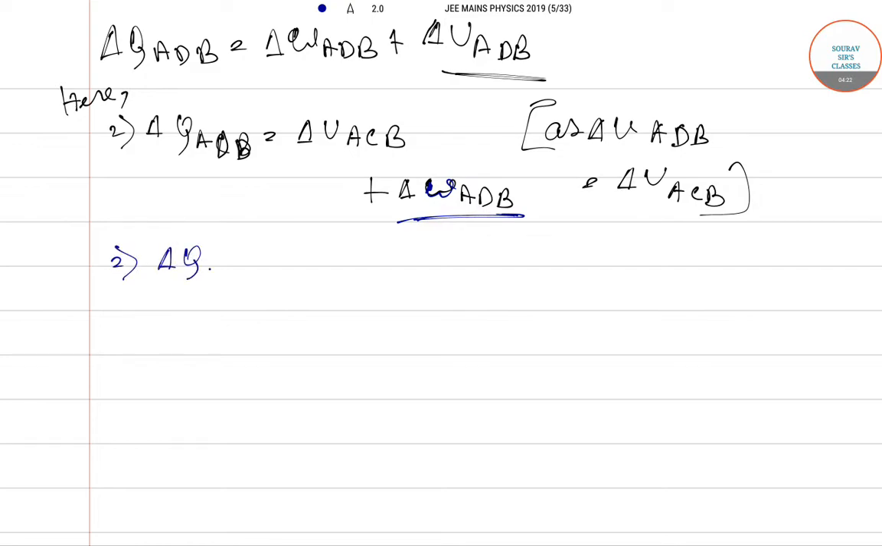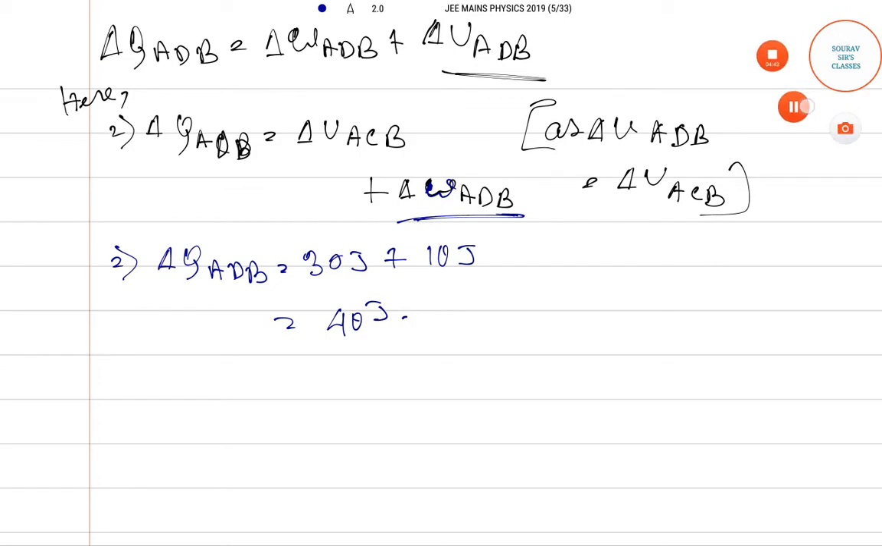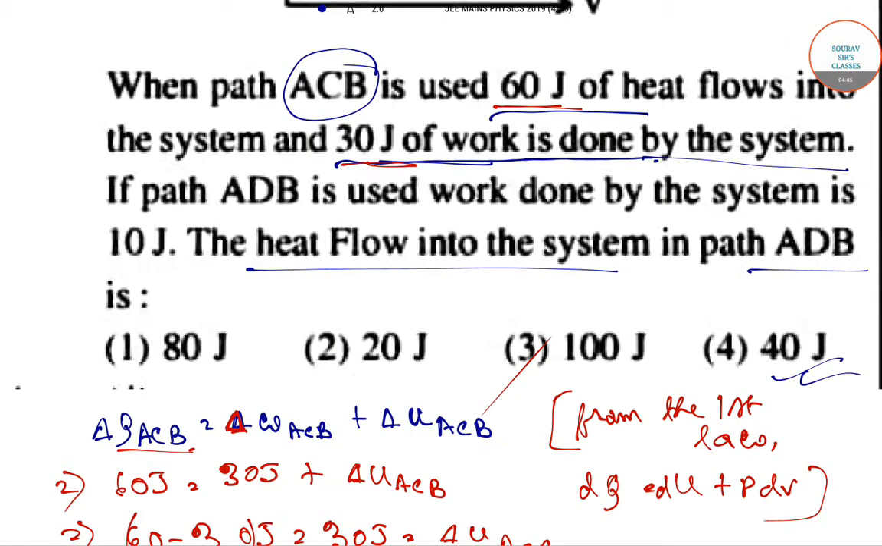So delta Q ADB is equal to 30 joule, the change in internal energy in ACB, plus 10 joule, the work done in ADB. So the heat energy in ADB is 40 joule. So here the fourth option is the correct option for this question.